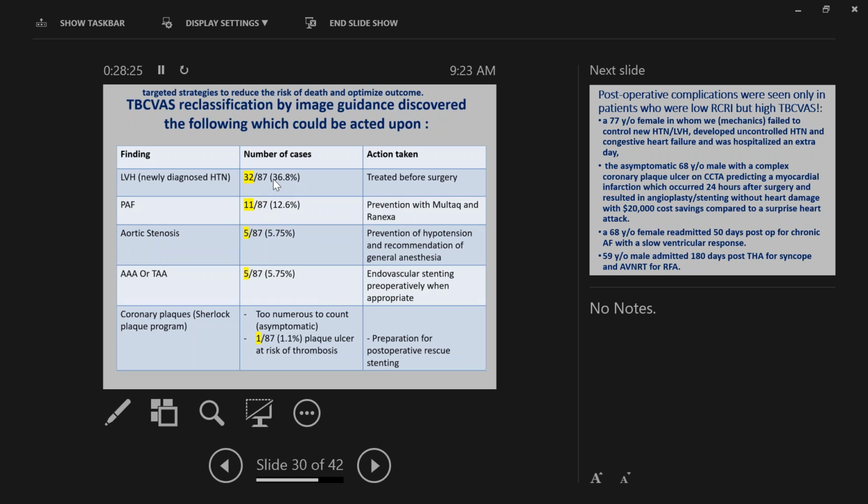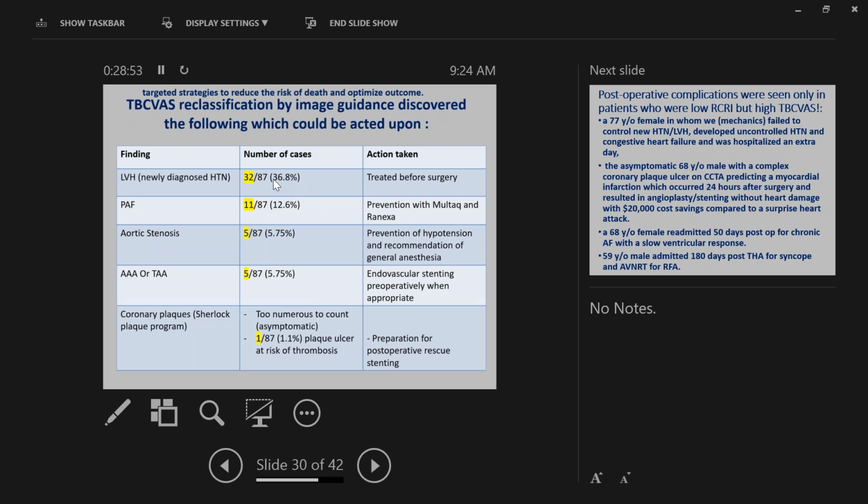Again, the important thing about that is to minimize hypotension, which you get with regional anesthesia. So we decided that we would give them general anesthesia, and they all did well. These are people that had mild and moderate aortic stenosis, not severe aortic stenosis, because severe aortic stenosis would be a reason to cancel. Abdominal aortic aneurysms or thoracic aortic aneurysms, we've got 5 out of 87.